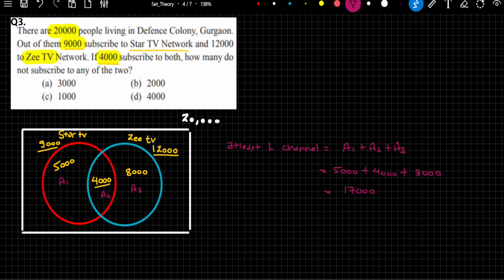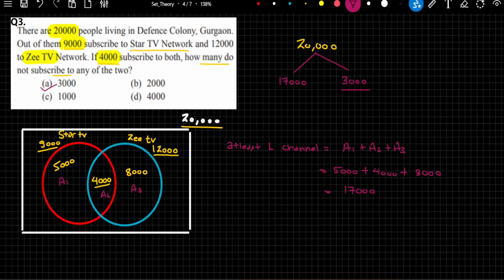But if you read the question, we have to actually find the number of people who haven't subscribed for any of the two. So to do that, we'll look at this number. There were 20,000 people in the colony, and out of this 20,000, there are 17,000 people who have subscribed for at least one of the channels. It means the remaining 3,000 people have not subscribed for any of the channels, and this is going to be the answer of my question. So you are going to mark option A as your answer and move forward.